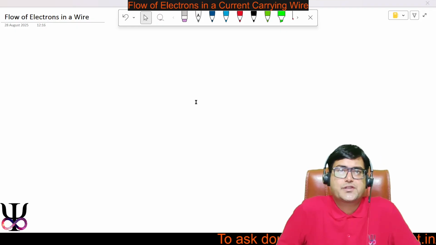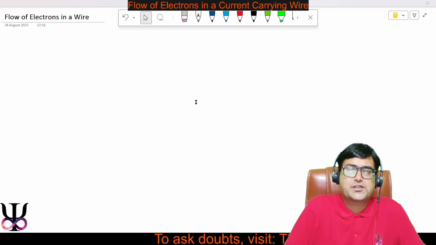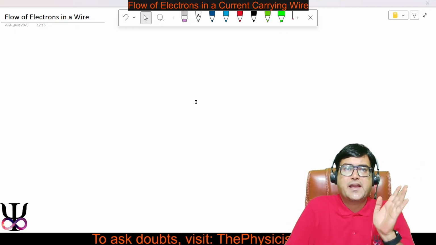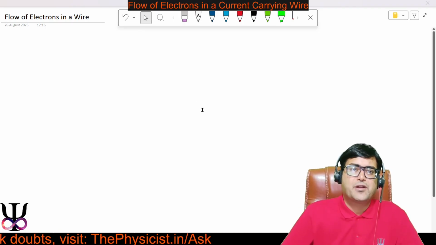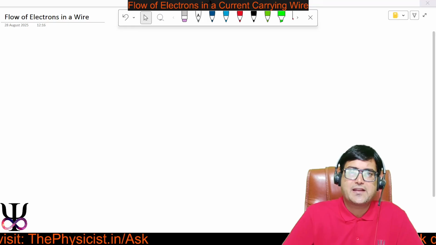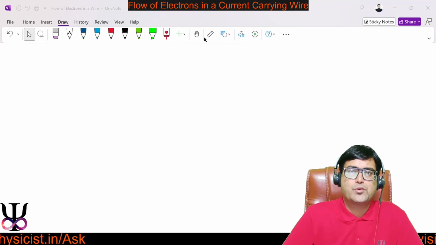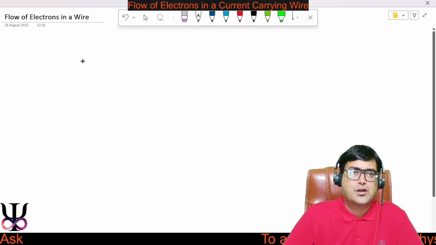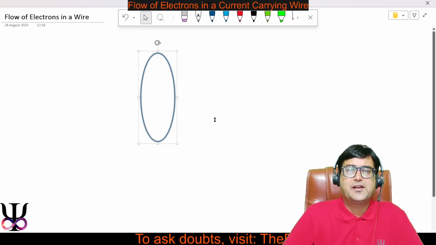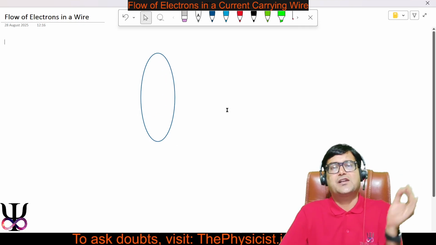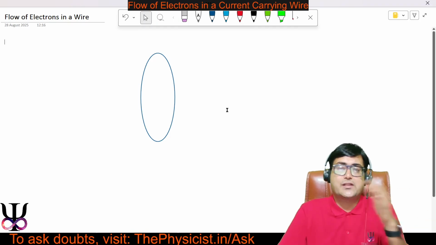Hello students, this is the physicist and we are going to discuss the flow of electrons in a current carrying wire, both for AC and DC. But before we go on to the direct analysis, I just want you to brush off your concept of the electric field created by a uniformly charged ring along its axis.